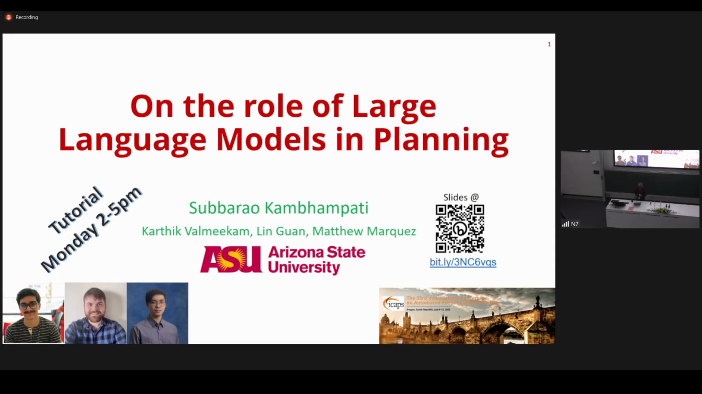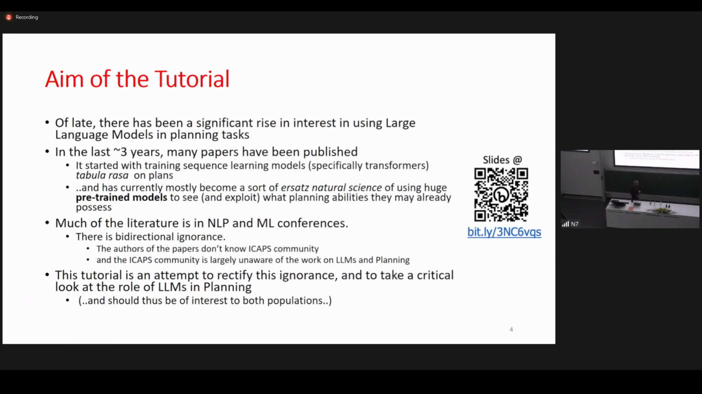So that's what I am going to do: the role of large language models in planning. The aim of the tutorial is the following. Currently, even though ICAPS proceedings don't talk about it, there's a large amount of research being done, lots of papers being written, about the planning abilities of large language models. They normally get published in NeurIPS, ICML, and also NLP communities.